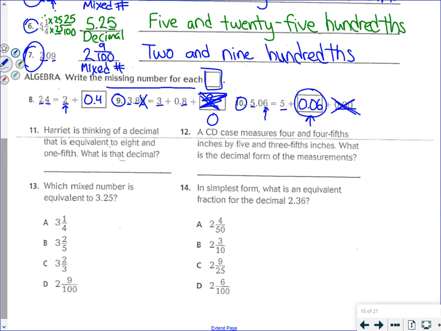Okay? So 11 now. Harriet is thinking of a decimal that is equivalent to 8 1/5. What is that decimal? Okay? So this is our key part here, 1/5, right? So remember, we need to get it out. I'm going to write it as a fraction. We need to get this to 100, right? Because this is going to give us our decimal. Okay? Oh, I spelled decimal wrong. I'm sorry.